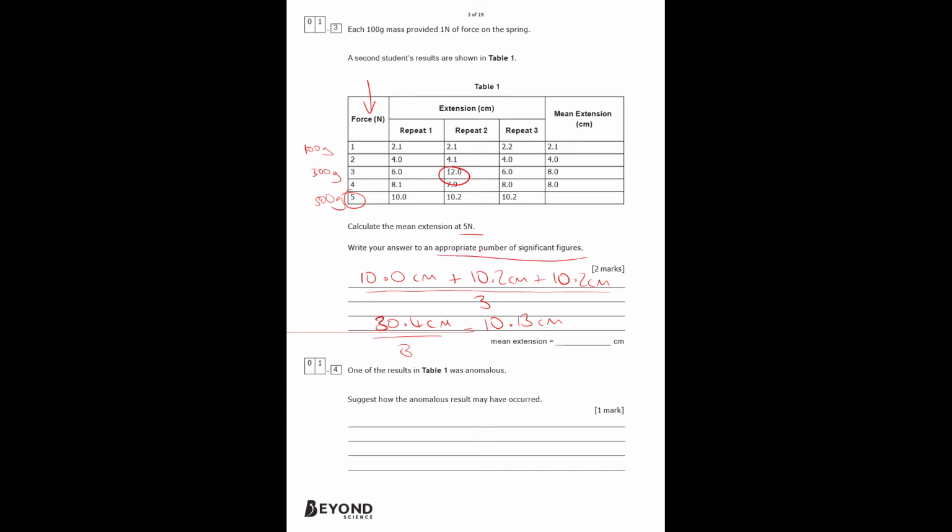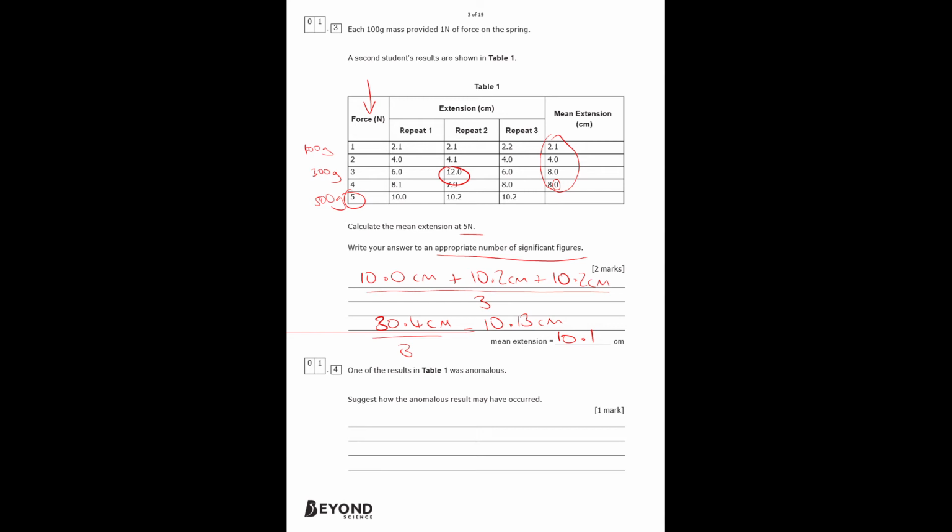Well, what is appropriate here? Let's have a look at the table. All of these values up here have been given to two significant figures. Therefore, we should do the same thing. But in this case, what I'd say is important is that you have this one decimal place here. So it would be appropriate, and we keep this constant in the table, we'll try and use the same number of decimal places. It will be appropriate for us to give 10.1 centimeters as our mean extension.